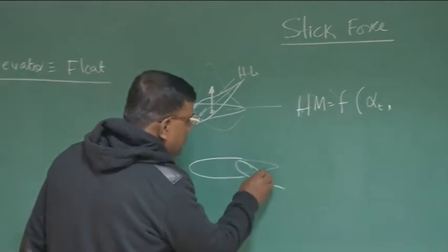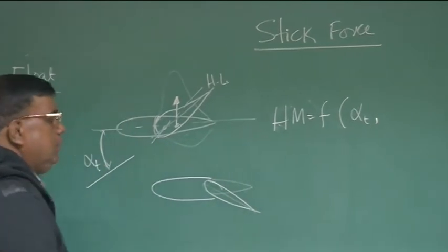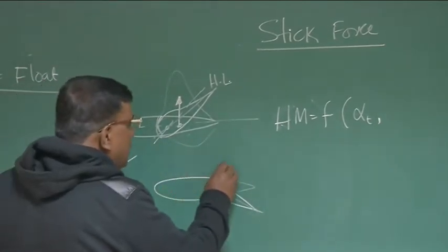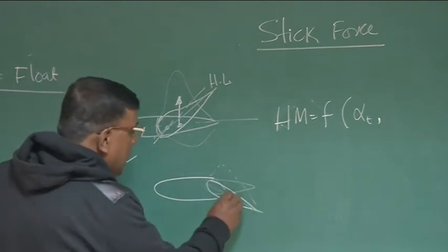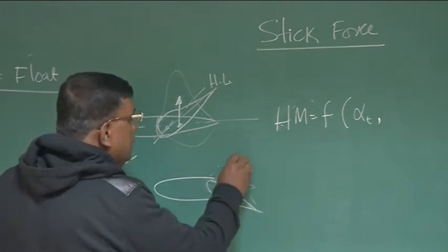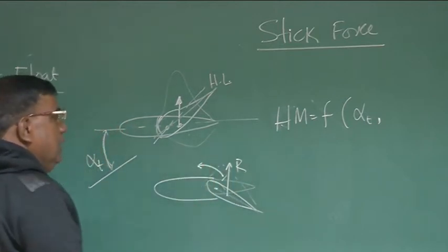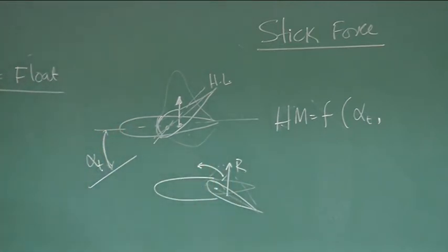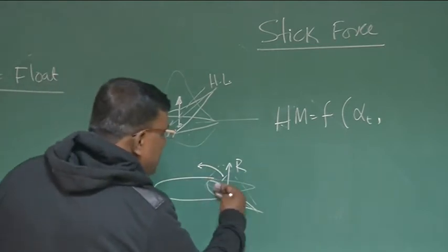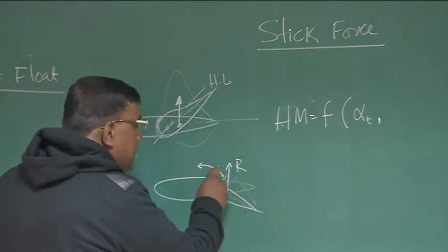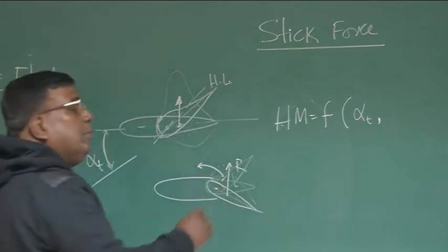If I am trying to deflect the elevator down, again there will be pressure distribution over it, and there will be a resultant here. If the hinge line is ahead of this, this also will give a moment which will try to oppose the deflection. Clear? That is, if I am trying to take it down, then it will try to oppose it.